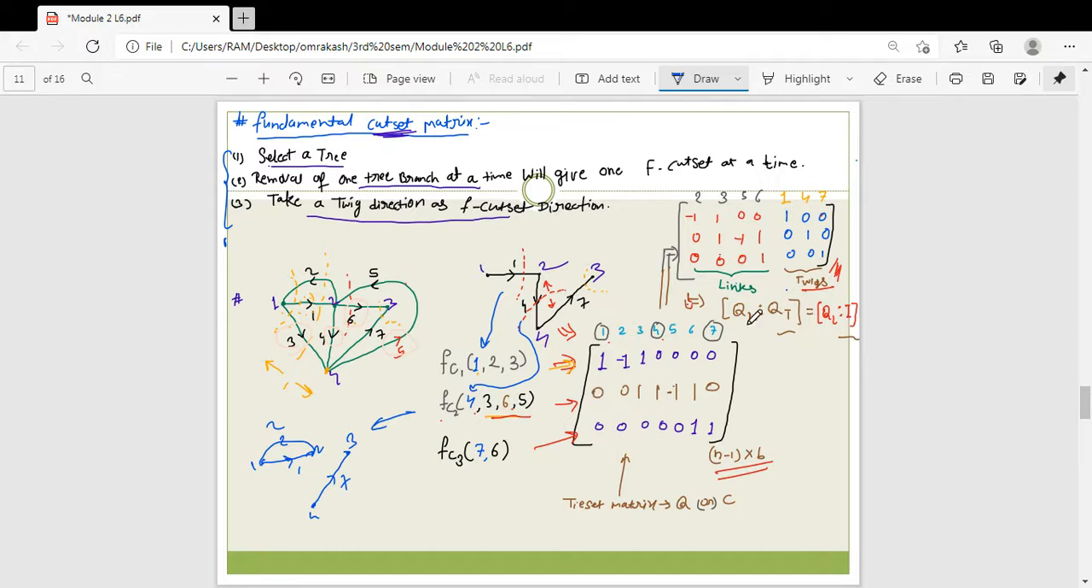Okay. And clearly observe that when you collect all these twigs on one side and links on the other side, or you can say when you collect all these reference tree branches on one side, then you will get this identity matrix. This is called twigs. And the others are called links. So see here, Ql to Qt, so Qt is nothing but your identity matrix. Okay. And the rank is the same, n minus 1 into b.